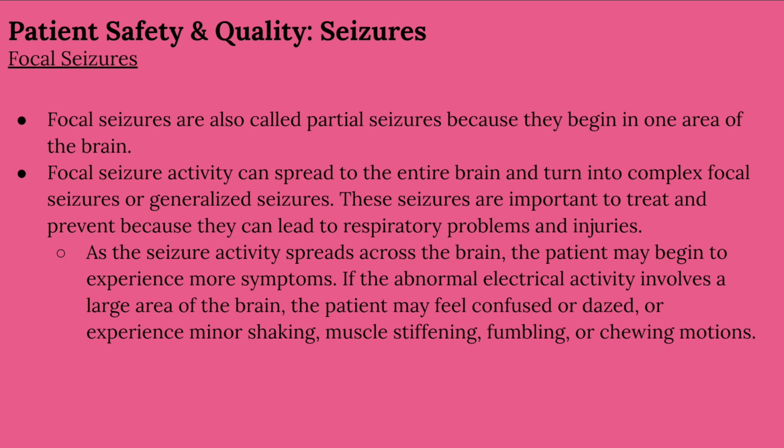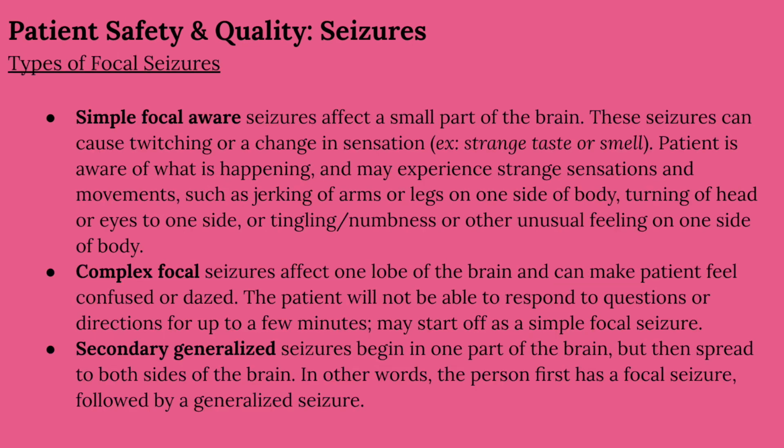Now let's talk about the different kinds of focal seizures. There are 3 kinds of focal seizures. Simple focal aware seizures affect a small part of the brain. During a simple focal seizure, the patient is aware of what's happening and may experience unusual sensations and movements, such as jerking of the arms or legs on one side of the body, turning the head or eyes to one side. The patient may also experience tingling, numbness, or other unusual feelings on one side of the body.